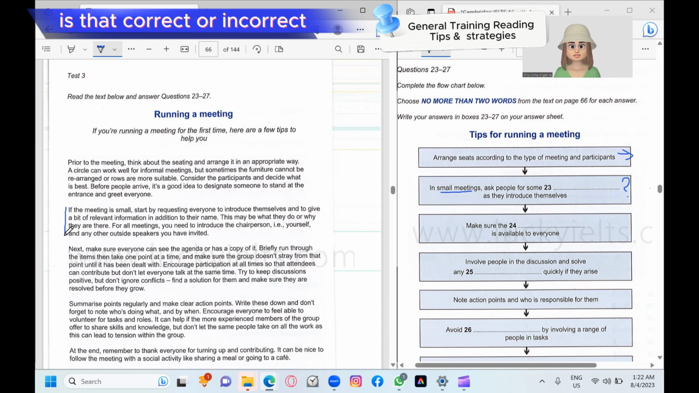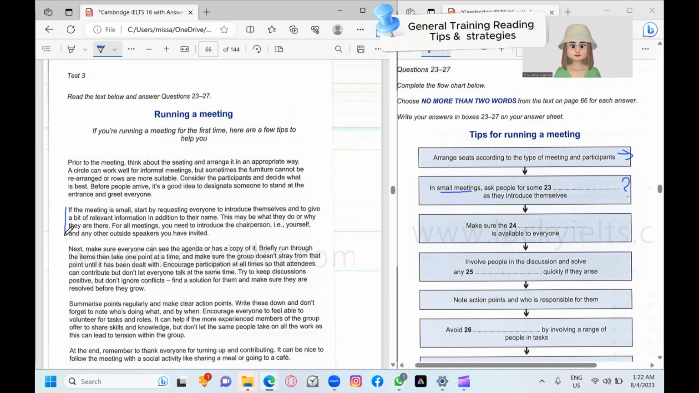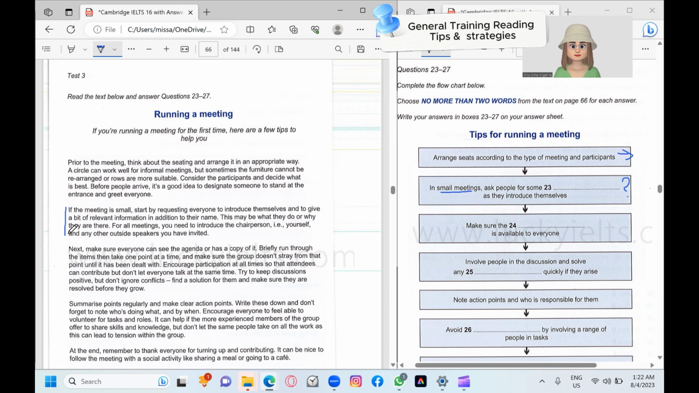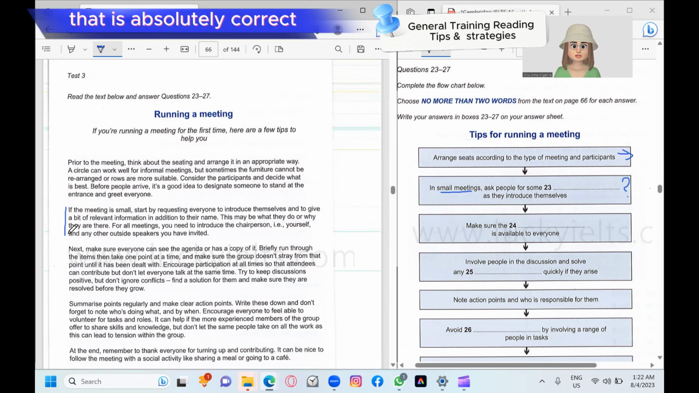Tell me, is that correct or incorrect? Ask people for relevant information. That is absolutely correct, right? You can also write just information. You can write relevant too with it, but the main word is information. Both words will be correct. That is right. So we will type the word in here.